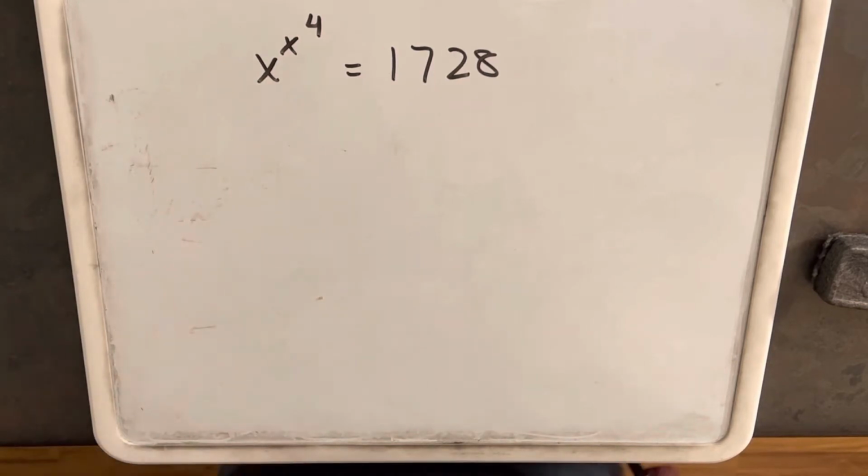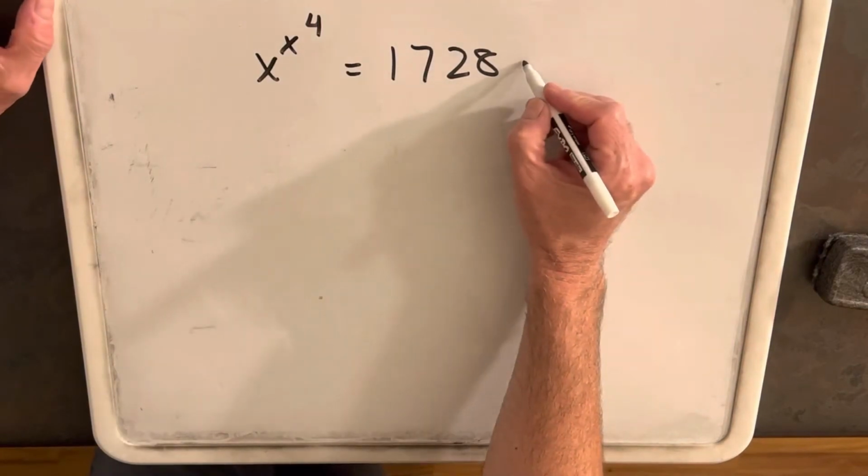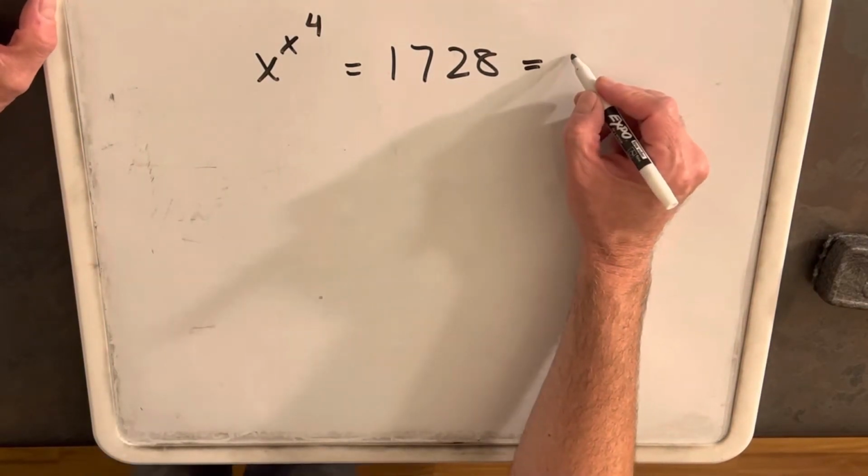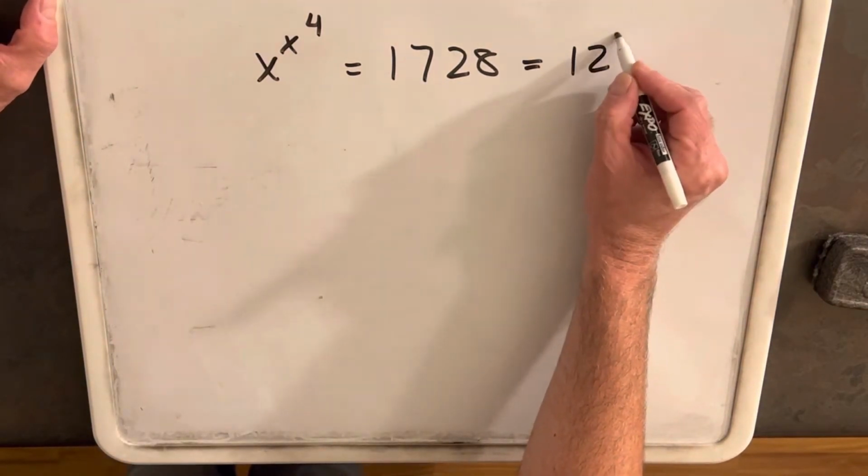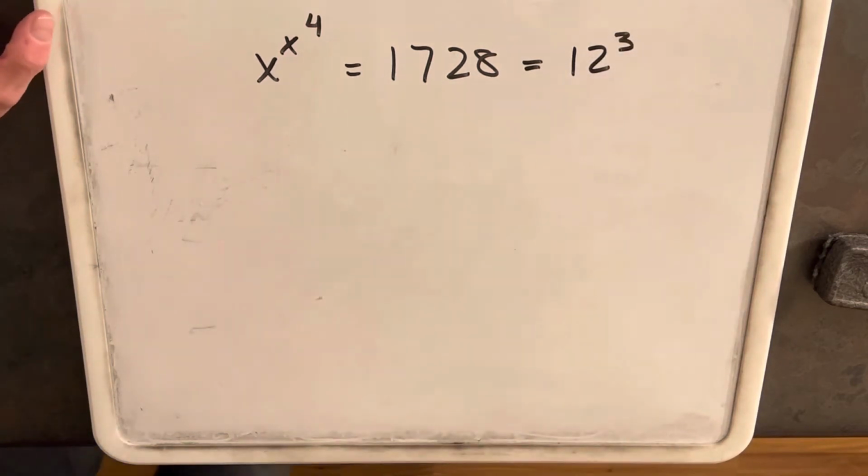We have this problem on the board. We have an exponent tower, x to the x to the fourth equals 1728. This problem is interesting for a couple of reasons, but the first thing I want to notice is that 1728 is 12 cubed.